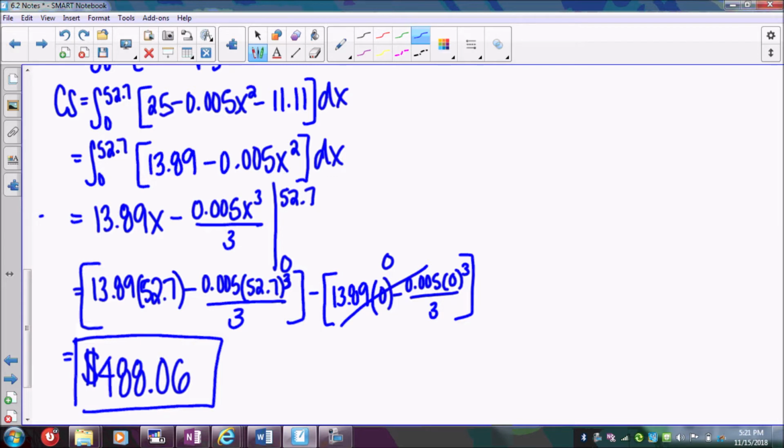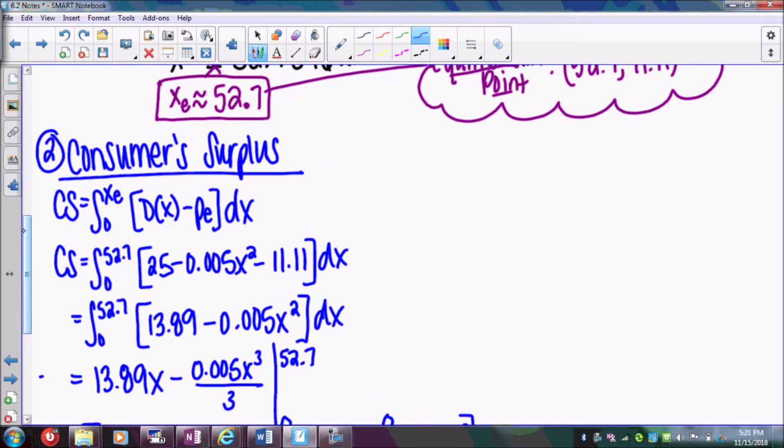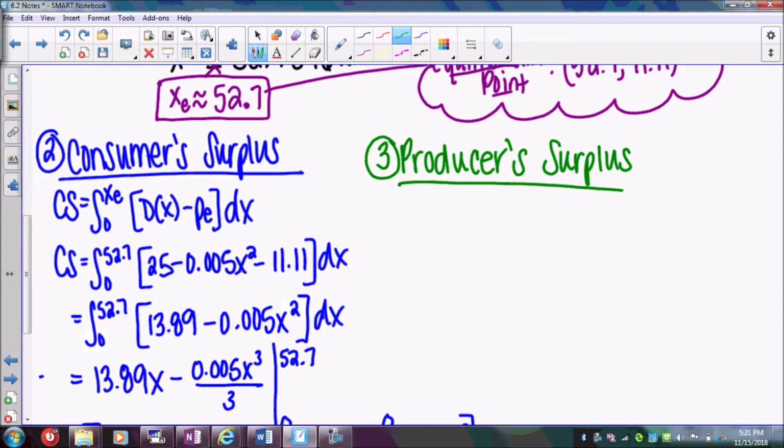And then if we look at the producer surplus, so that's the next one here, and the last part. And remember, you could have done steps 2 and 3 in any order. It doesn't have to be like this. Once you know your equilibrium point, it's basically just integrating. It's just plug into these formulas and integrate. There's nothing special about it other than you have to find the equilibrium point. So then we have our producer surplus formula. So from 0 to x sub e. So it's going to be the price minus the supply function.